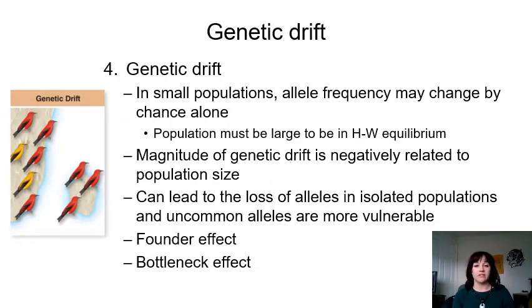The fourth agent of evolutionary change is genetic drift. Hopefully you watched the video that I posted in a previous lecture about genetic drift, but this chapter gets into it in more detail as well. Genetic drift only happens in very small populations, right? In a small population, allele frequency may change by chance alone. What do I mean by that?